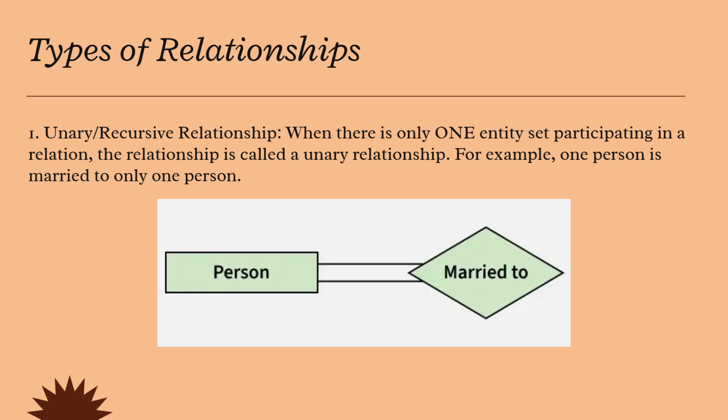Types of relationships. There are a total of 3 types of relationship. The first one is a unary or recursive relationship. In this type of relationship, only one entity participates in the relationship. As shown in the example, one person is married to only one person.